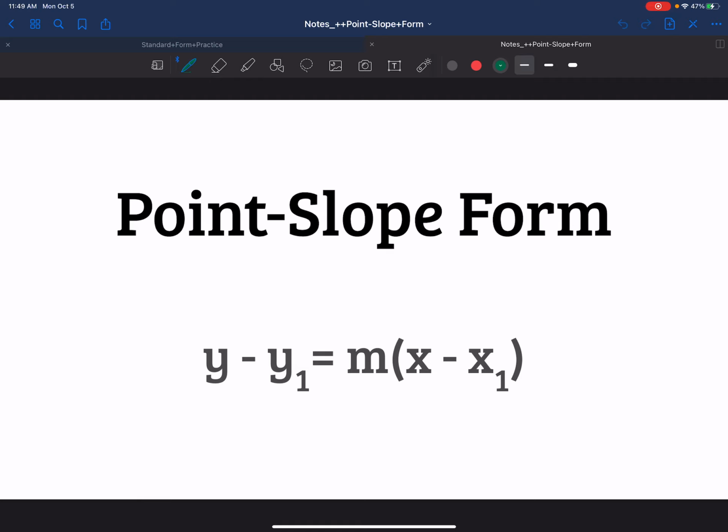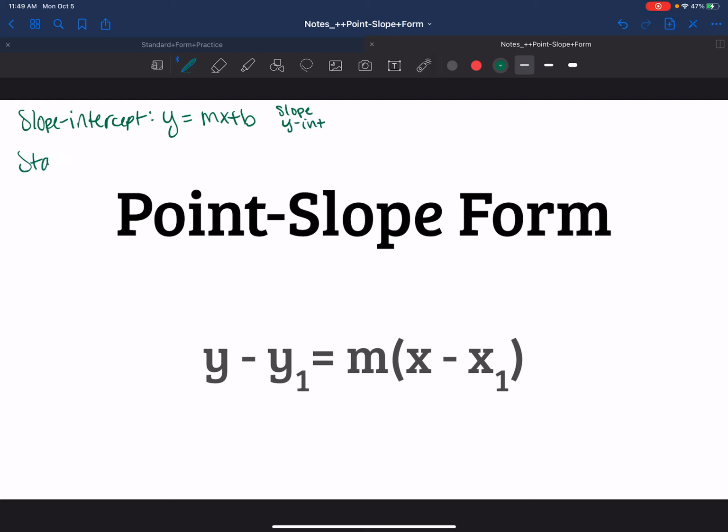Just a quick review in slope-intercept form. We want to remember that that looks like y equals mx plus b, and the two things that we can see when we look at slope-intercept form are the slope and the y-intercept.